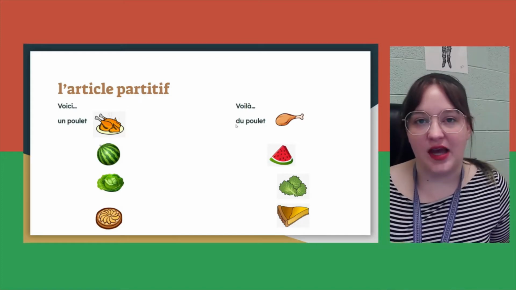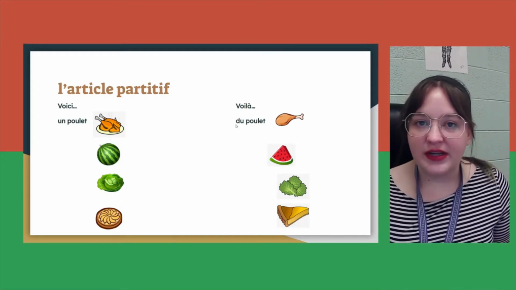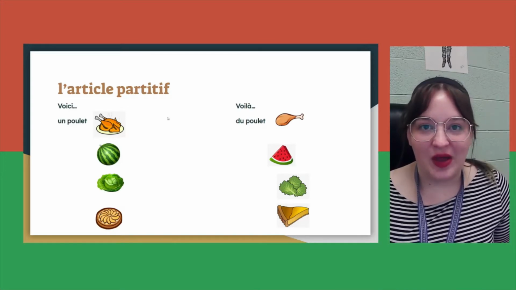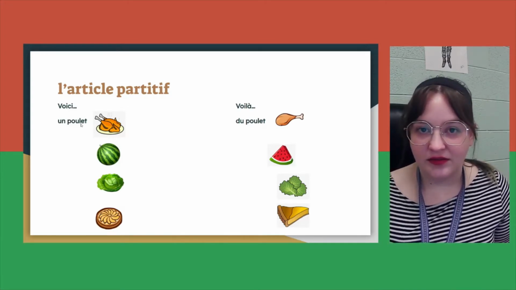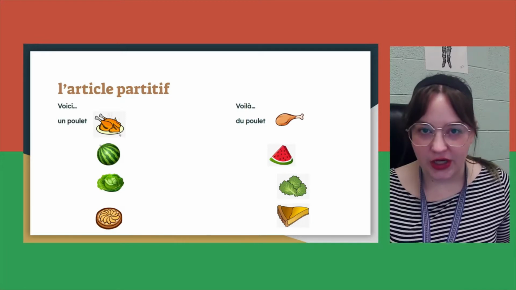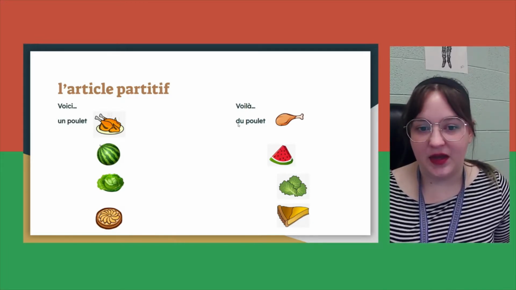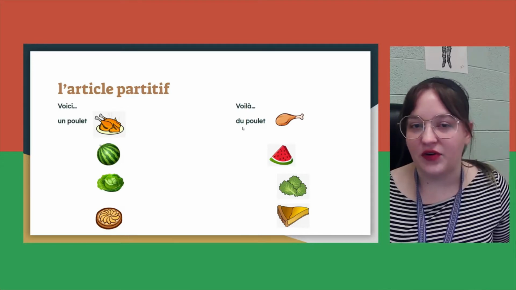It means some. So if you were going to say, like, I'm going to have chicken for dinner, you wouldn't say, I'm going to have un poulet for dinner, right? You're not going to eat a whole chicken. You'd say, I'm going to have some chicken, du poulet. Okay? And that's how we use the partitive article in French.